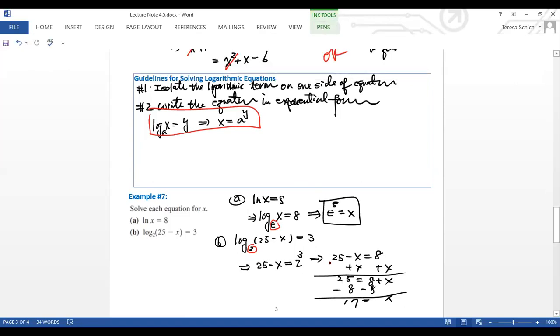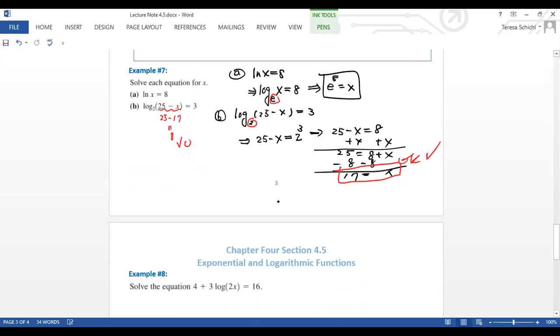Okay, so then, like we said, we need to check to see if x equals 17 is reasonable or not. If you put in 17, 25 minus 17 is 8, so it's greater than 0. So we say this is okay, right? So this solution is okay here. So make sure, for the log function, you always need to check back, because the log cannot have a negative number inside.